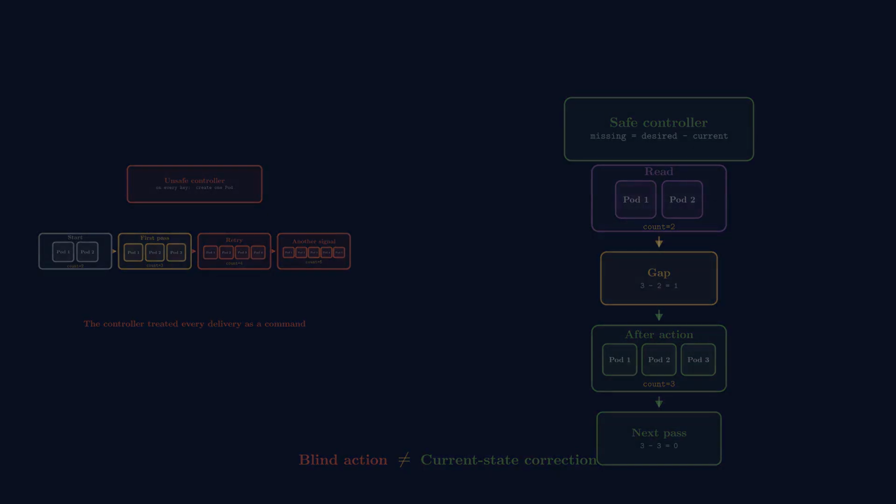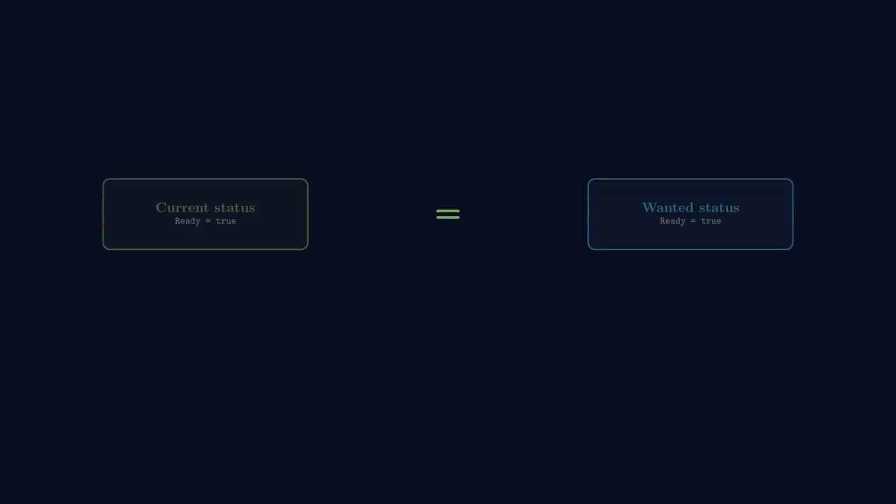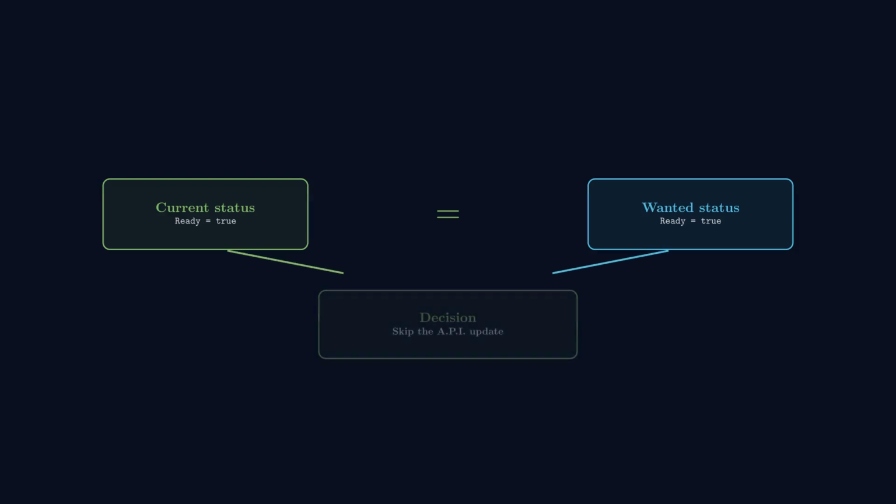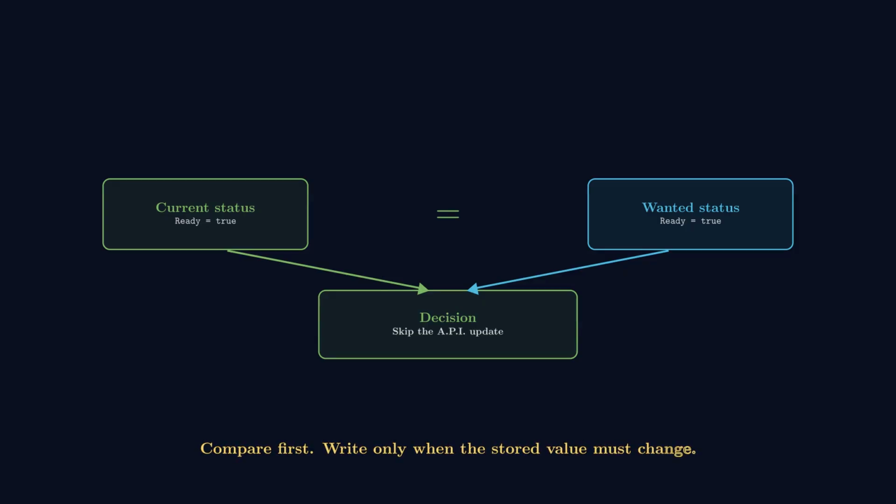Idempotency also applies to updates. Suppose the controller wants to mark the application ready. It should first check the current status. If ready is already true, another update adds no value and may trigger another event. So a good controller writes only when the new value is actually different.